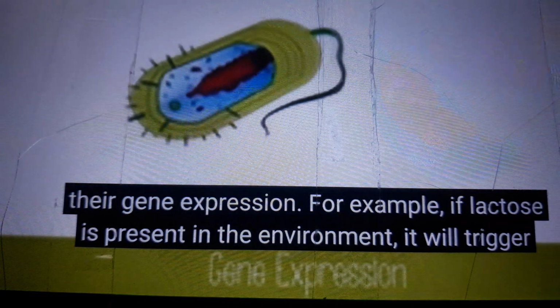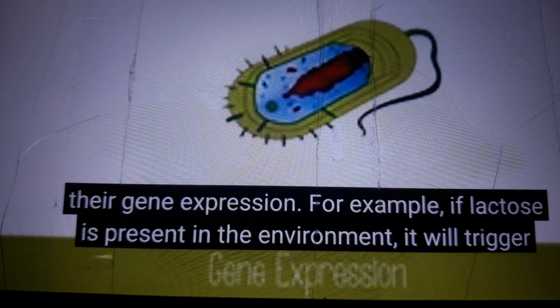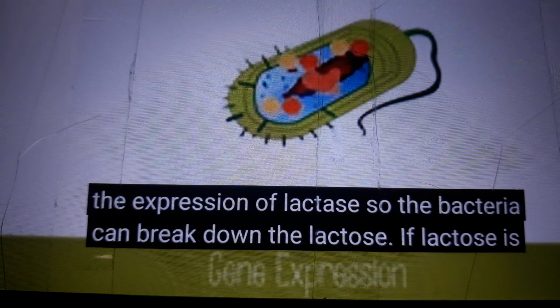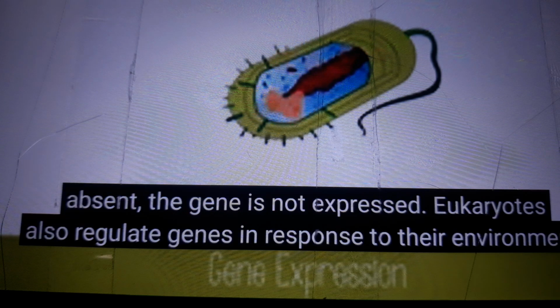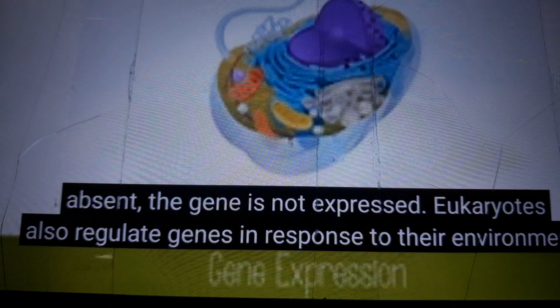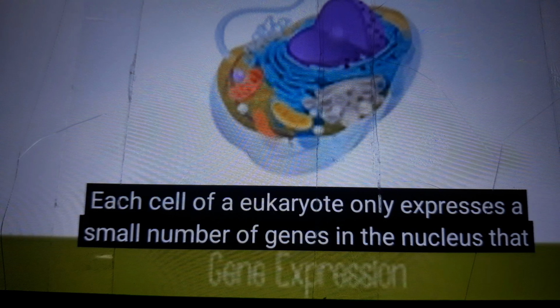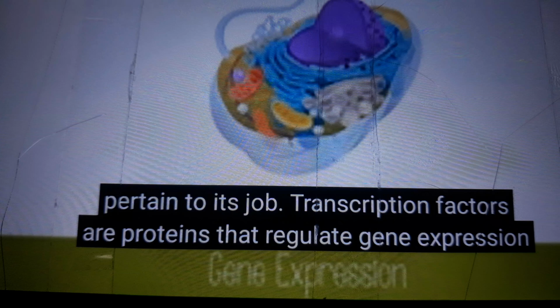For example, if lactose is present in the environment, it will trigger the expression of lactase so the bacteria can break down lactose. If lactose is absent, the gene is not expressed. Eukaryotes also regulate genes in response to their environment. Each cell of a eukaryote only expresses a small number of genes in the nucleus that pertain to its job.